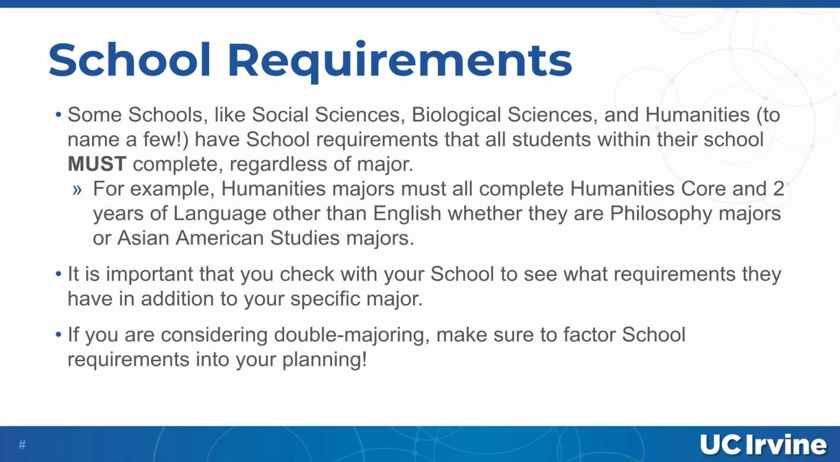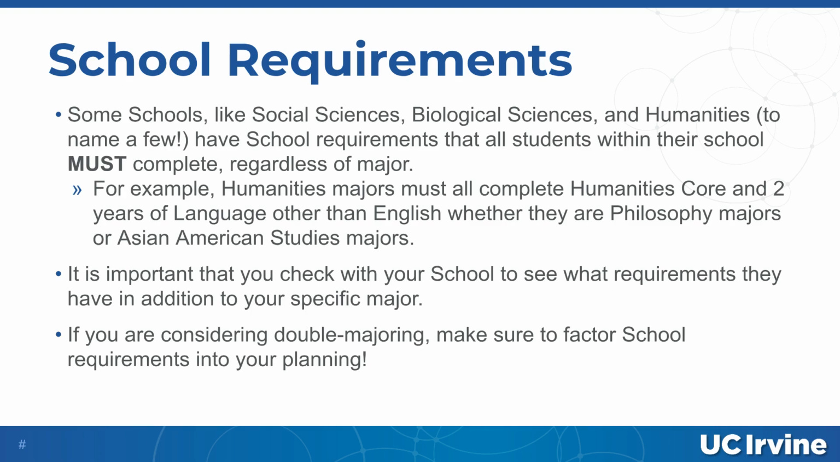Turning to school requirements, some schools at UCI, such as social sciences, biological sciences, and humanities, have school-wide requirements that all students within the school must complete, regardless of major. For example, all humanities majors are required to complete humanities core and 2 years of a language other than English. It is important to familiarize yourself with your school's specific requirements, in addition to your individual major requirements.